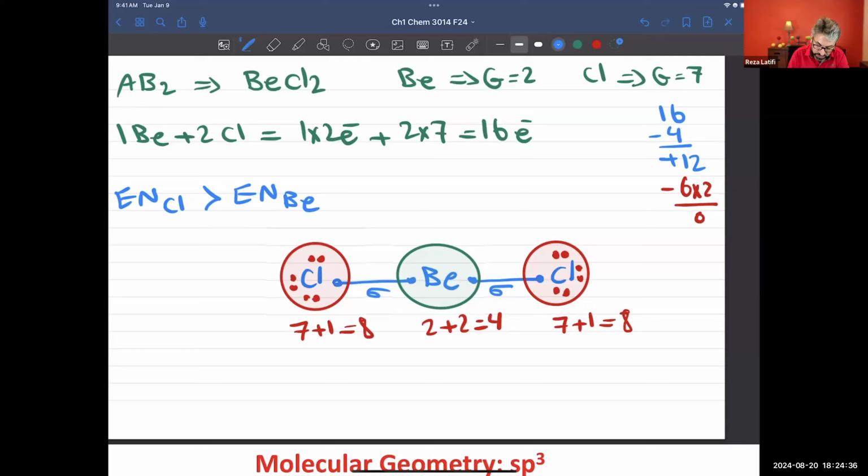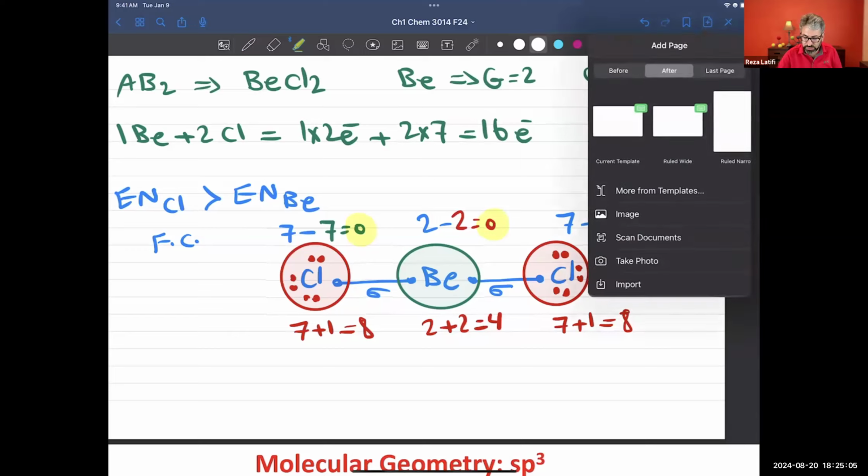Let's check the formal charge. Chlorine is a group 7. How many electrons do I see around it? I see 7 electrons, so 7 minus 7 is 0. How about beryllium? It's a group 2. How many electrons do I see around it? I see 2 electrons around it, so 0. So I got all the formal charges equal to 0. This is a perfect Lewis structure. Yes, the central atom is not octet, and I get it.